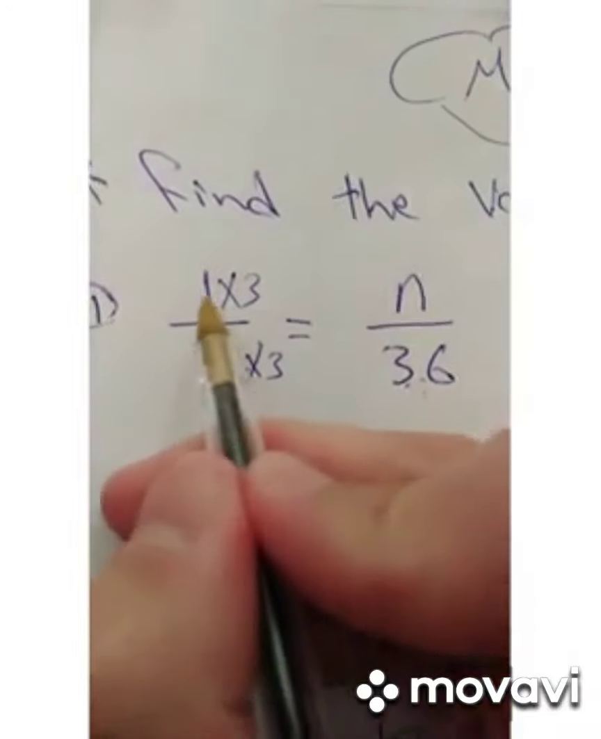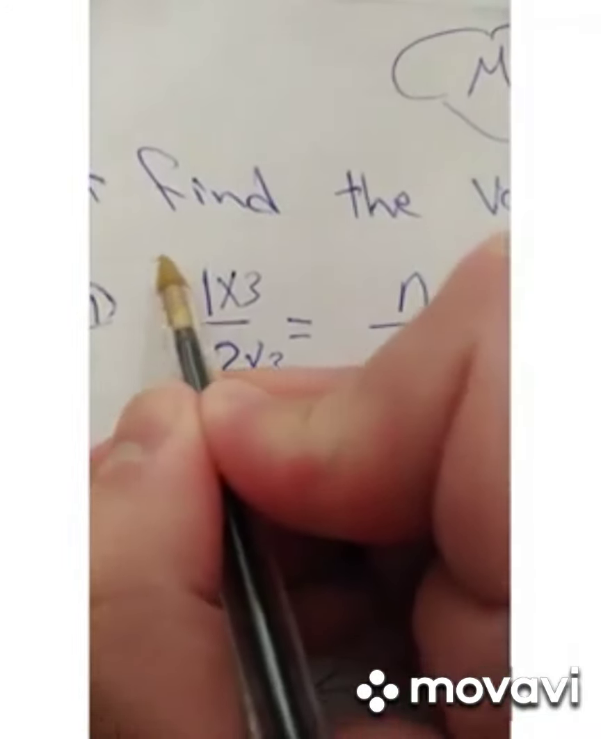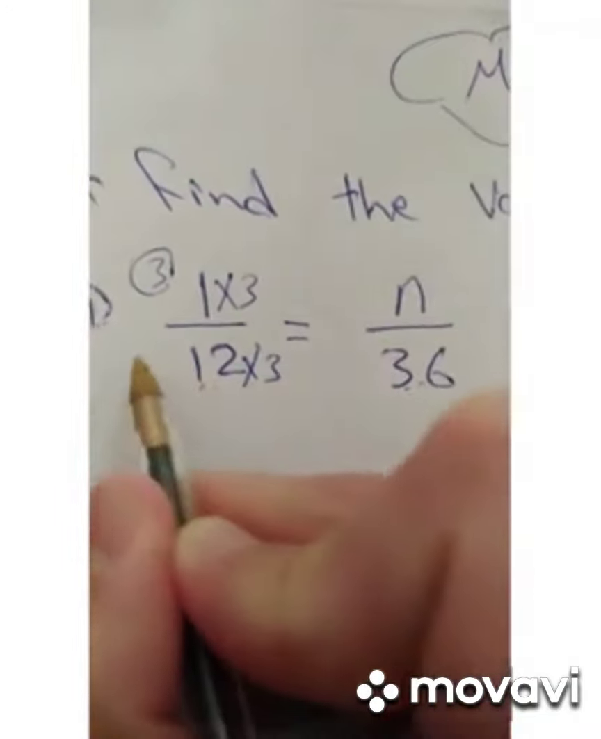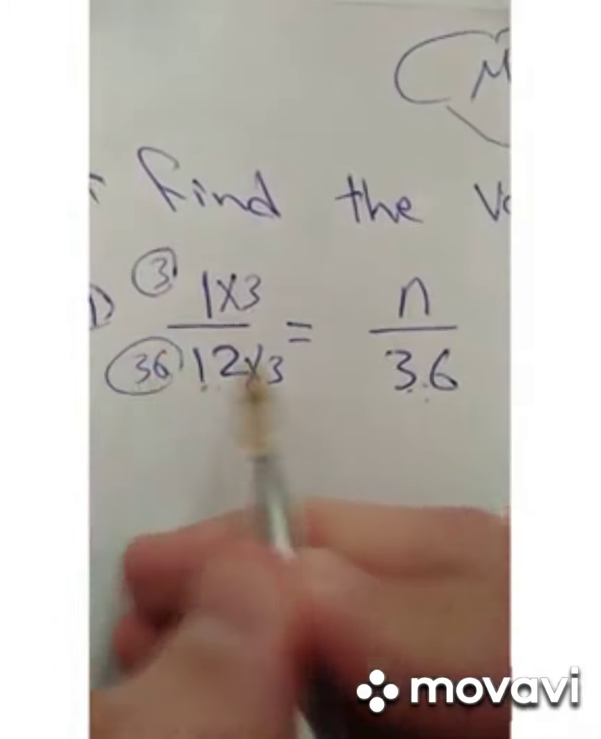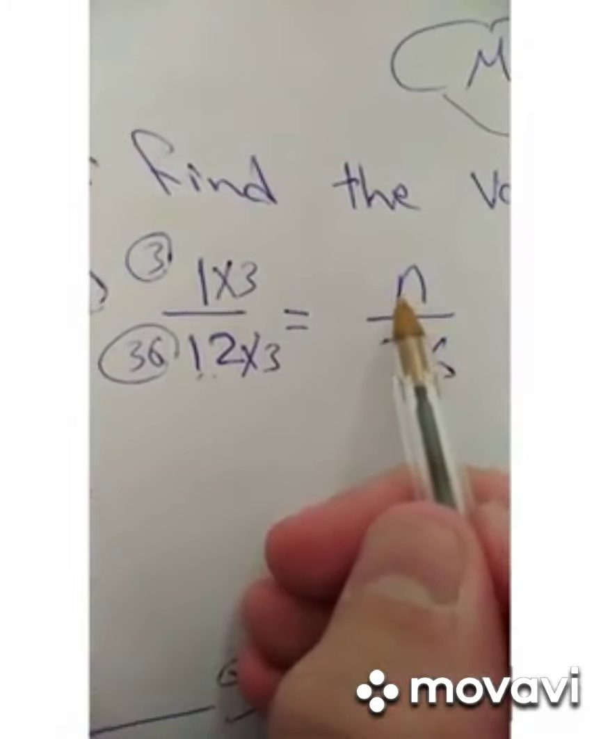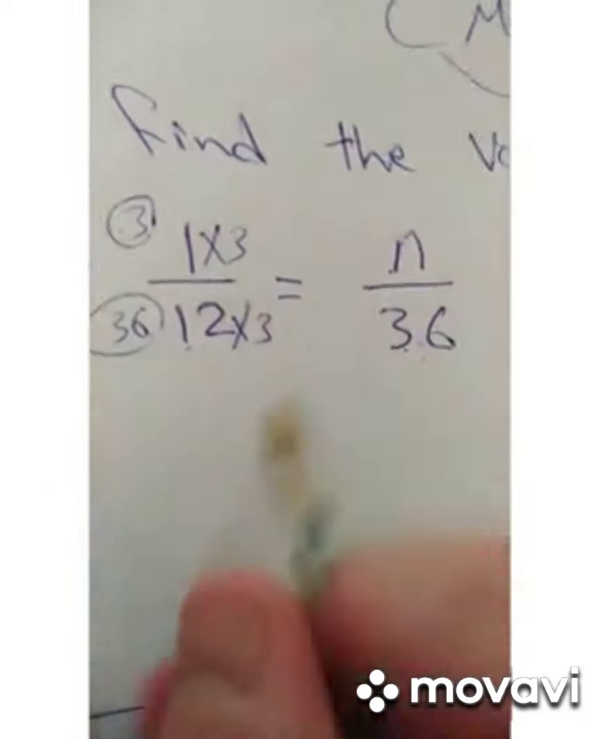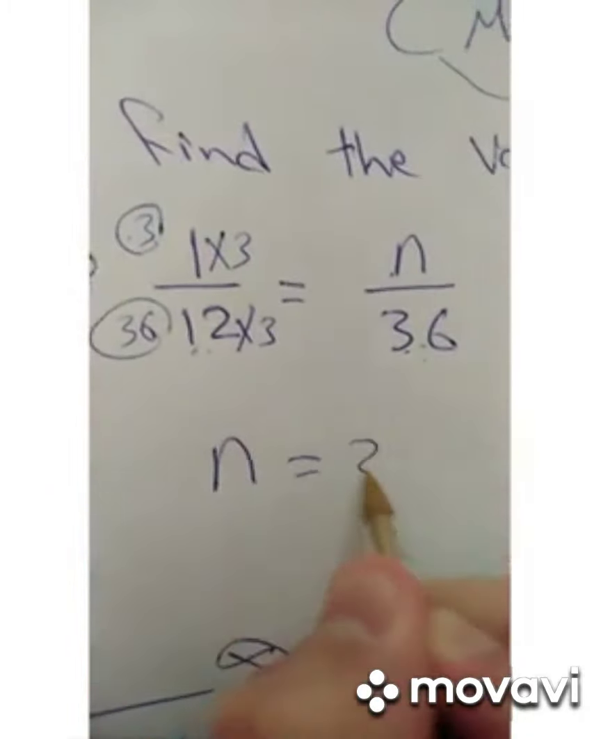Okay, the new fraction will be 1 times 3 equals what? Equals 3. And 12 times 3 equals 36. So our new fraction is 3 over 36. Now, n equals what? Equals 3. So n equals 3.